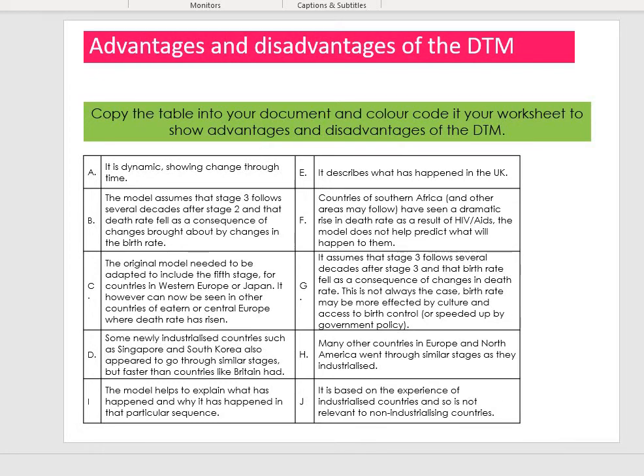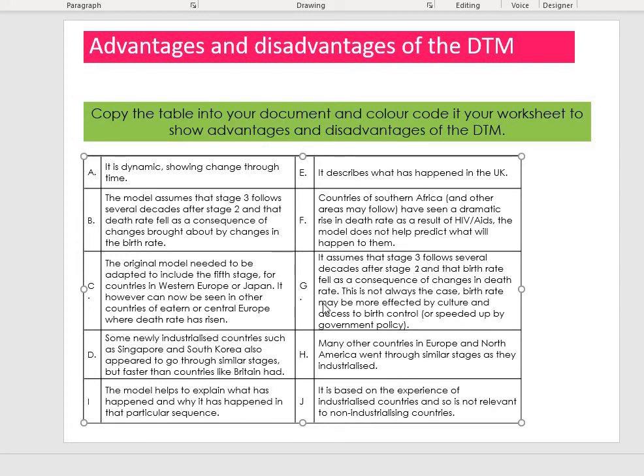So for example, this first one, it's dynamic and it shows change through time. That's a positive, okay? The fact that we can look at a model and use it to help us make a prediction about what might happen in a place and the population years in the future is a real positive. It helps governments make plans with things like healthcare provision and schooling.